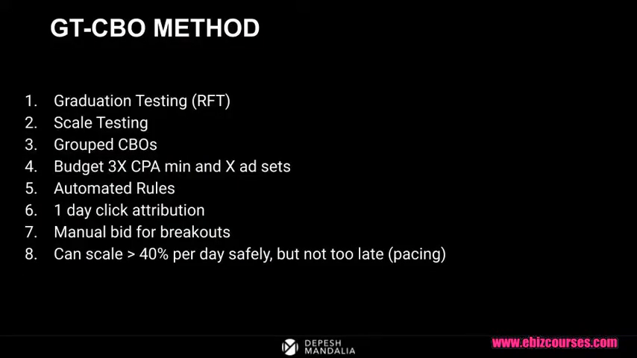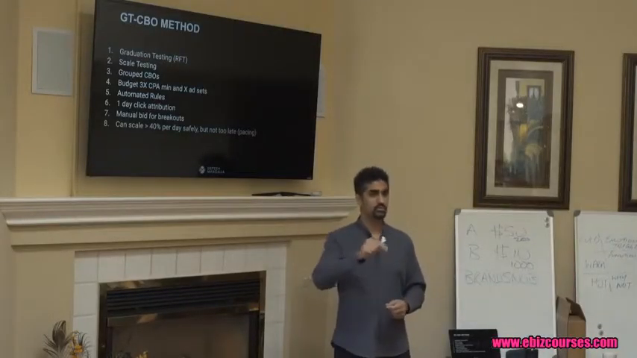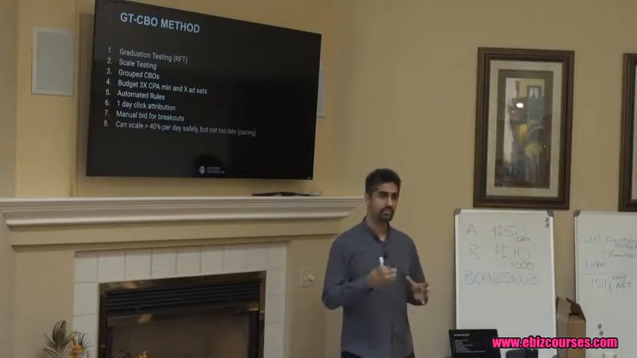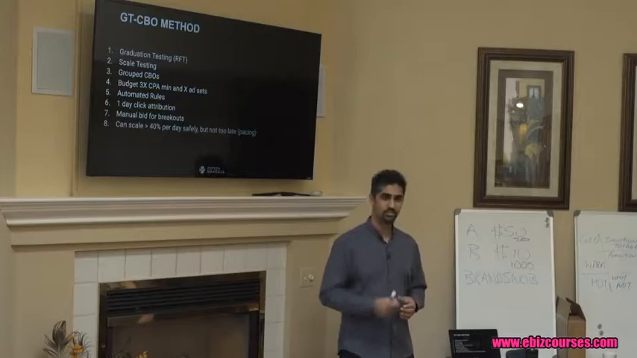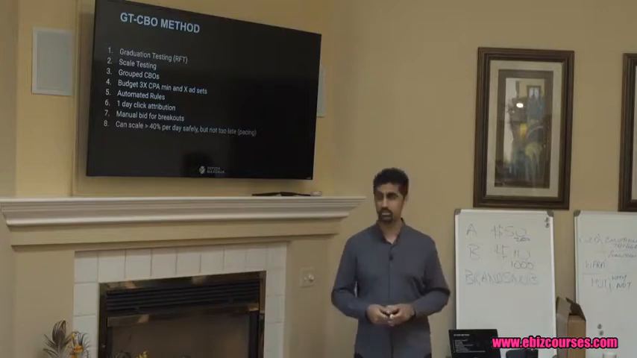So in some cases, we went from $500 to $1,000 to $2,000 to $4,000 over multiple days, and the CBO remained fairly stable. And especially in Q4, especially in November, because it's such a compressed time, when you see good performance, you do need to scale faster. And CBO definitely helps with that as well.